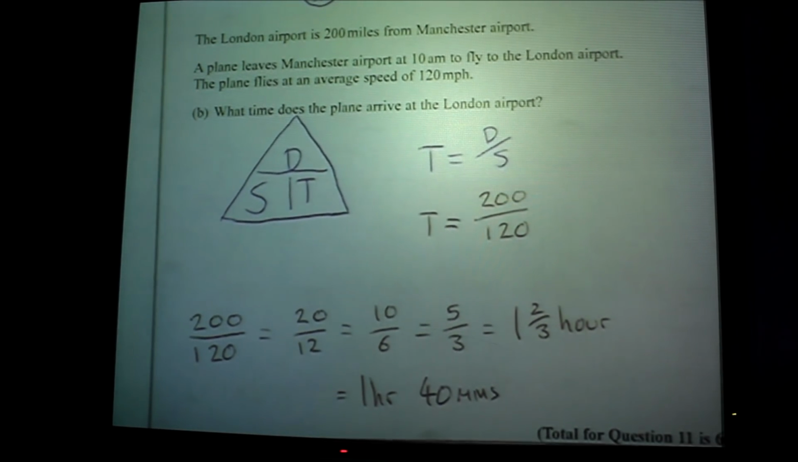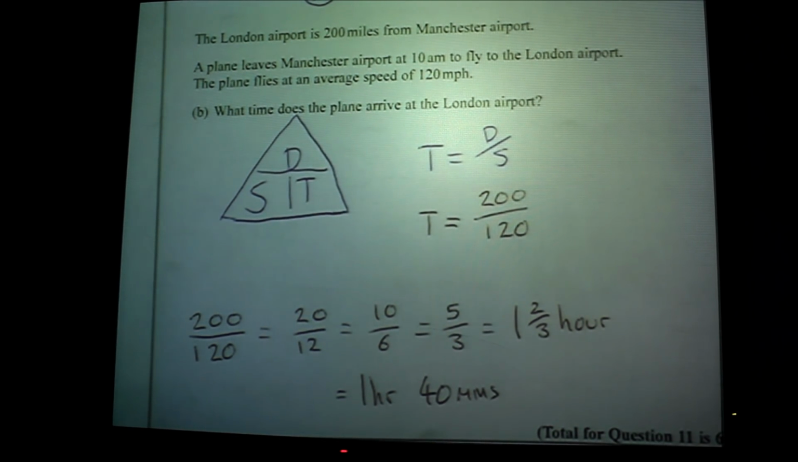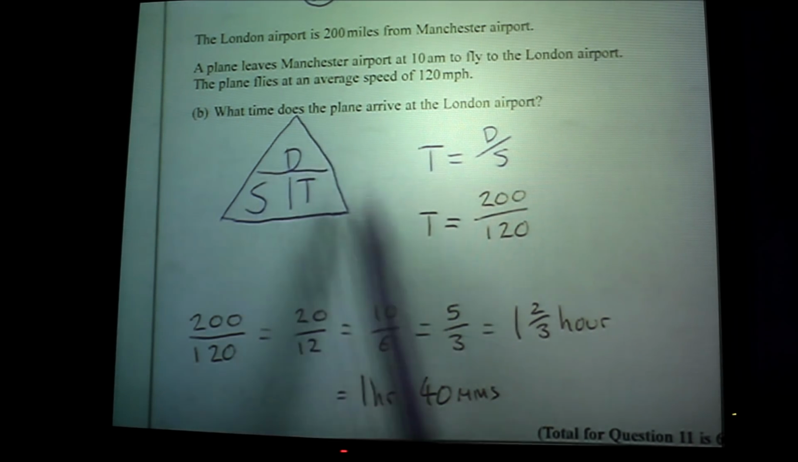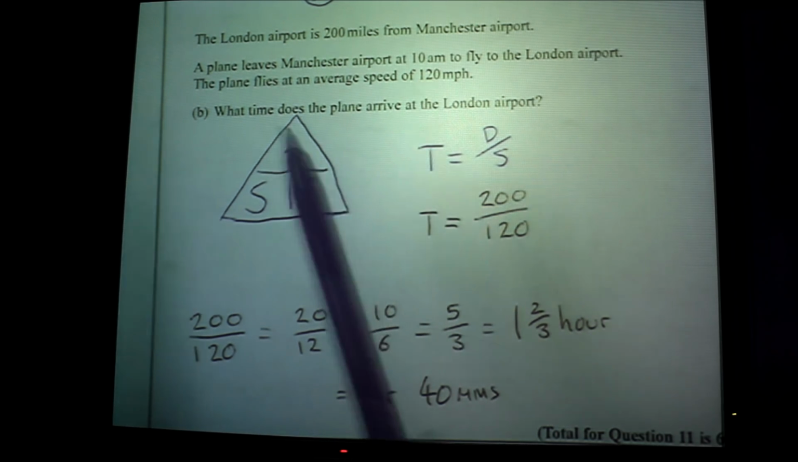The next one is this. The London airport is 200 miles from the Manchester airport. A plane leaves Manchester at 10 o'clock to fly to London, and the plane flies at an average speed of 120 miles an hour, which is quite slow for a plane, I think. What time does the plane arrive at the London airport? Well, it's all about speed, distance and time. So there's your triangle, and it's after about time, isn't it?